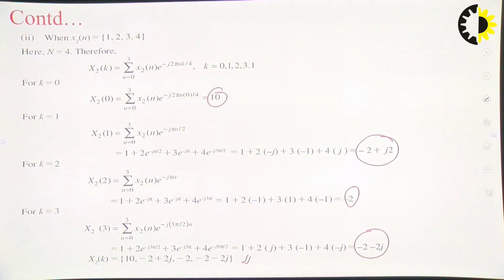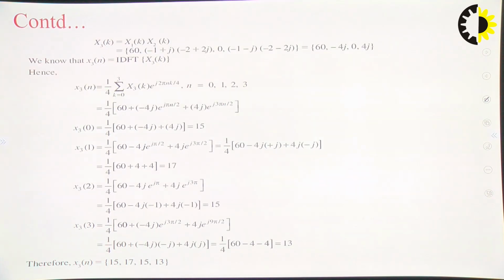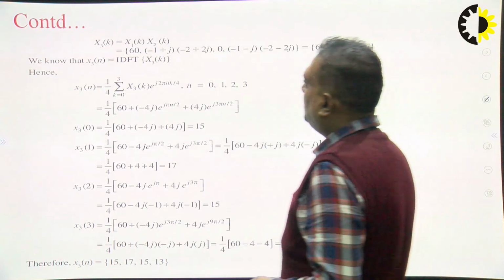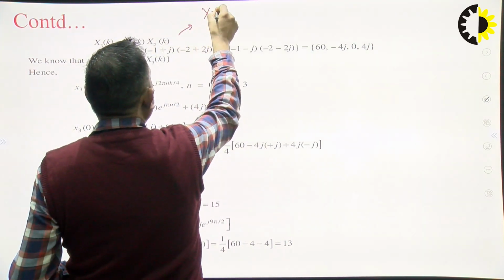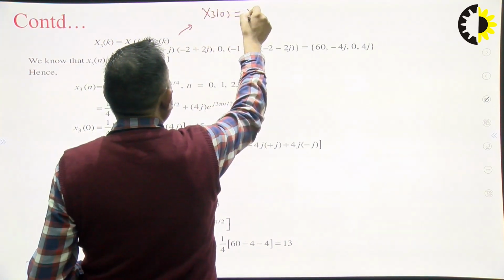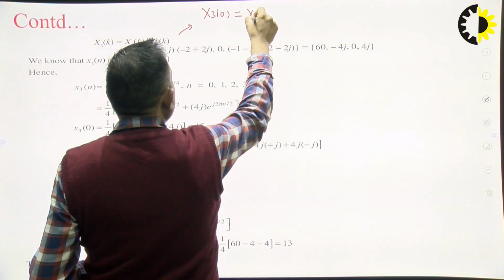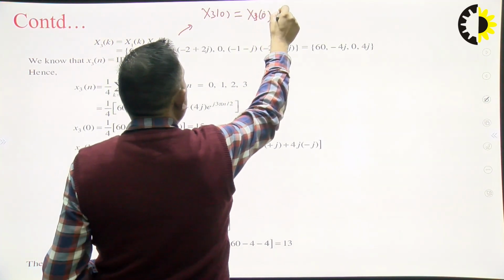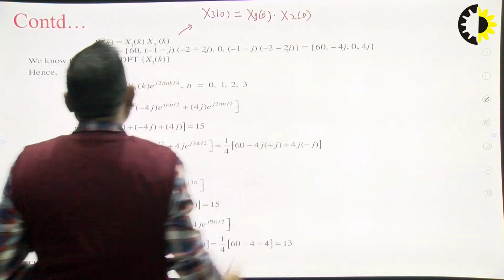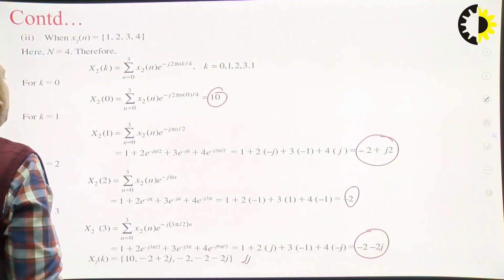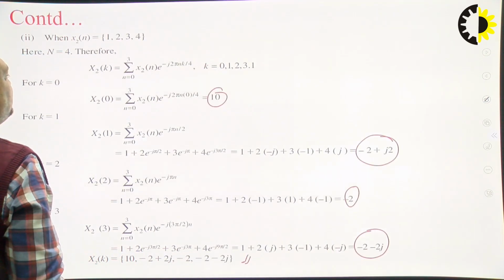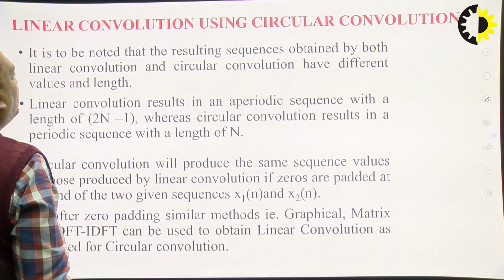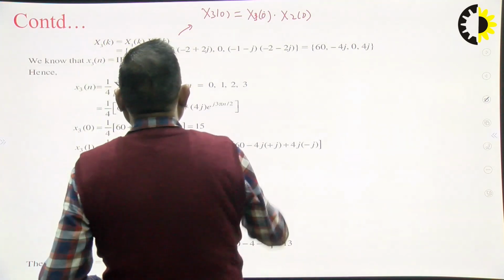So now we have obtained x1k and x2k. Now we have to find out x3k. So x3k is nothing but x1k into x2k. If you calculate the value of x30, this will become nothing but x10 into x20. What are the values that we have obtained for x10 and x20? x10 is 6 and x20 is 10. So this value will become 60.